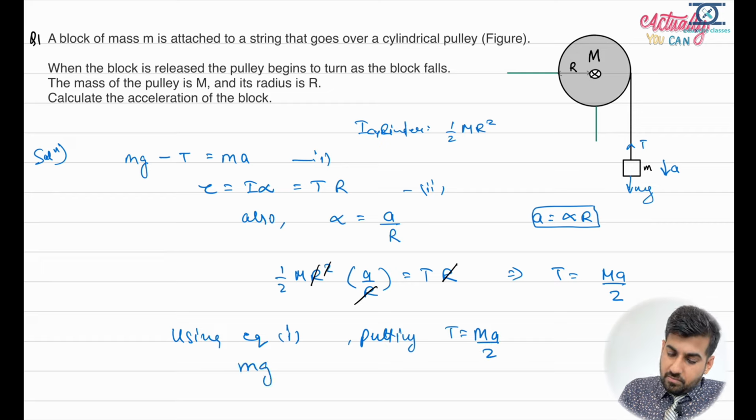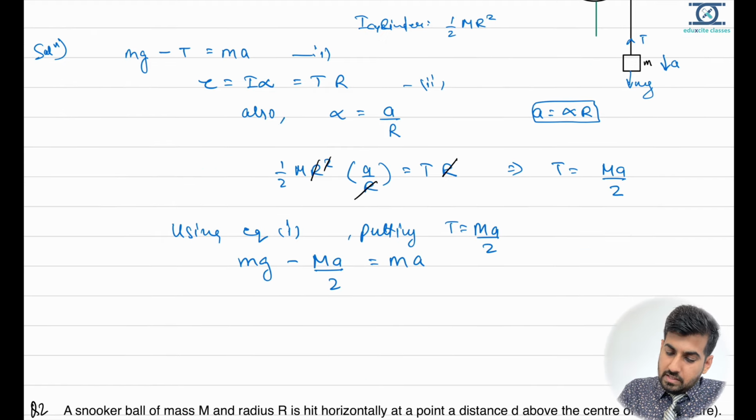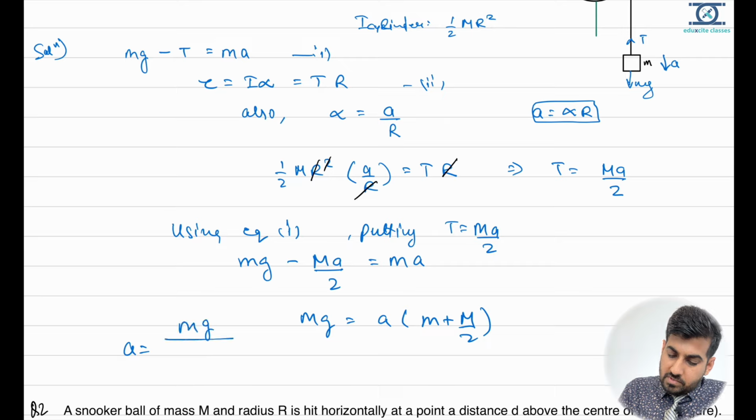So this is mg minus M, capital M is the mass of the pulley, times a by 2, is equal to small m times a. So you can use this to find out a. I can further write this as mg is equal to a times small m plus capital M by 2. So you will get a as small mg upon small m plus capital M by 2. So this will be your answer for your question number 1.